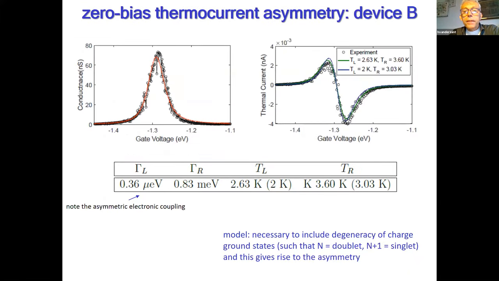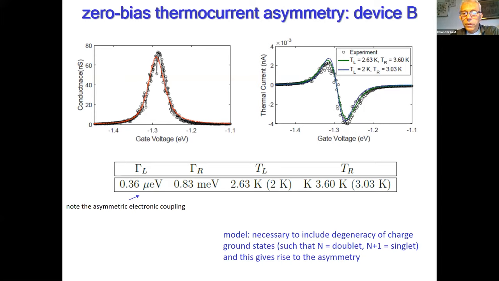Well, it comes from the degeneracy of the charge ground states. Just before saying a little more about it, I also show you here the second device. You also see this asymmetry. You also see very nicely on the right-hand side that we can capture this asymmetry very well with the model. Again, the delta T is the fit parameter, together with, of course, the gammas, the electronic couplings, but those are also used to reproduce the conductance.